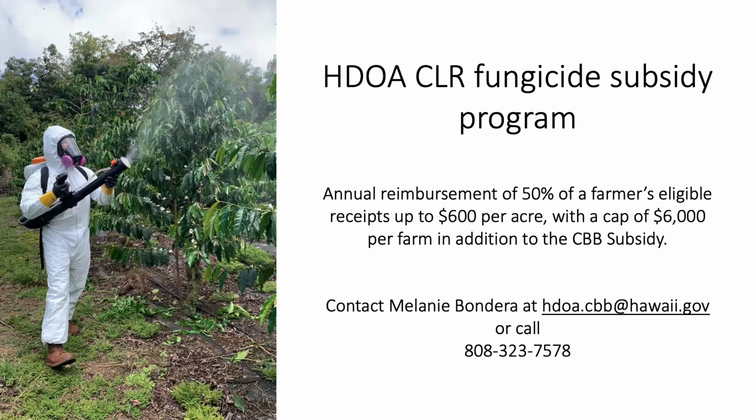Please don't forget that the Hawaii Department of Agriculture's Coffee Leaf Rust Fungicide Subsidy Program is up and running. Those who apply and submit receipts can receive 50% back on the cost of fungicides, with reimbursements up to $600 per acre. There is a cap of $6,000 in reimbursements per farm, and this is in addition to the CBB subsidy. Please contact Melanie if you have any questions about the program and if you'd like to sign up for it.